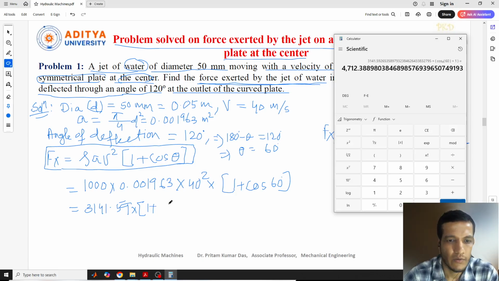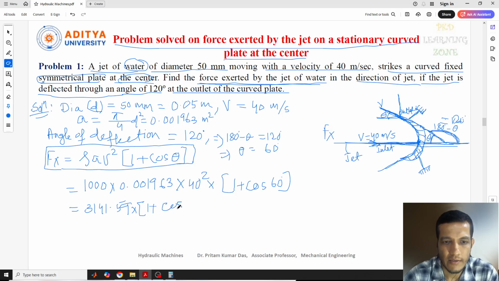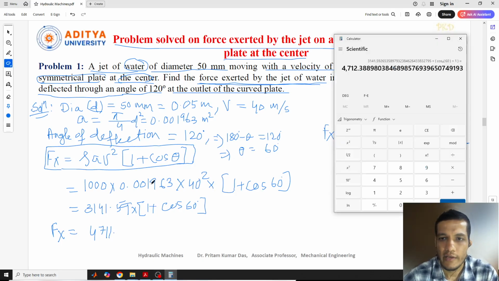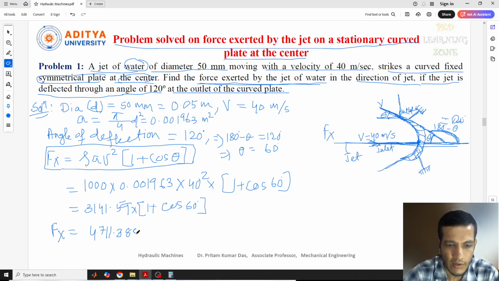So let's write down this one. Again I'll write cos 60, and finally Fx equal to 4711.388, this much Newton. So this is our required answer.